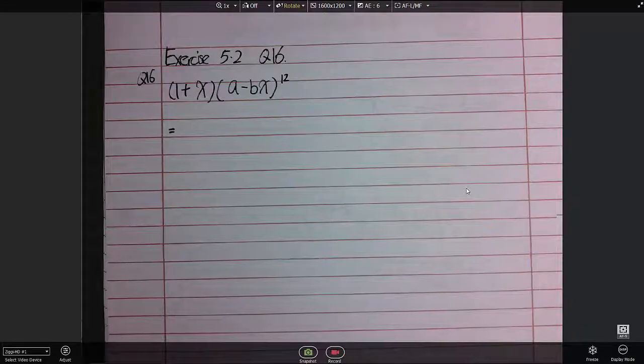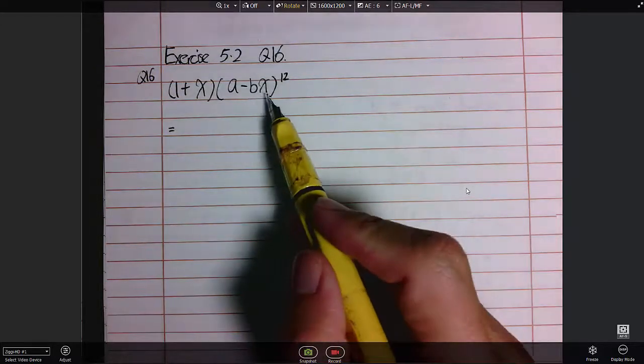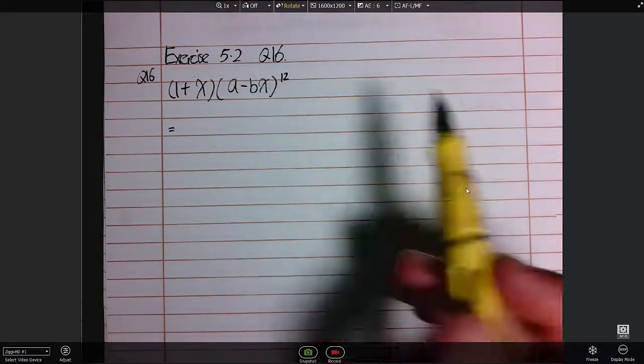Okay, today we're going to do question 16 of exercise 5.2. Alright, question 16. If you read the question carefully, they say that the coefficient of x to the power of 8. If we go and expand everything in x to the power of 1, x to the power of 2, x to the power of 3, it's a waste of time.